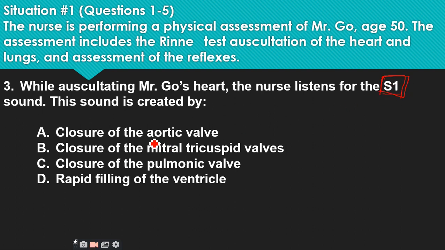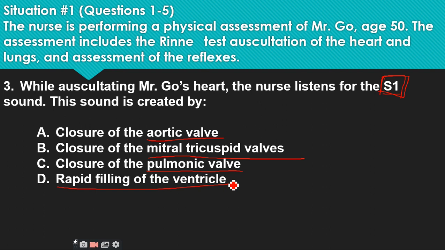Is it A, the closure of the aortic valve? Letter B, the closure of the mitral tricuspid valves. Letter C, the closure of the pulmonic valve. Or letter D, rapid filling of the ventricles. So what is your answer?